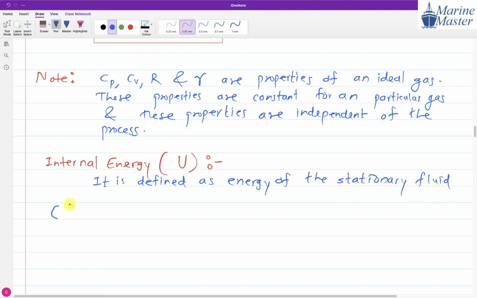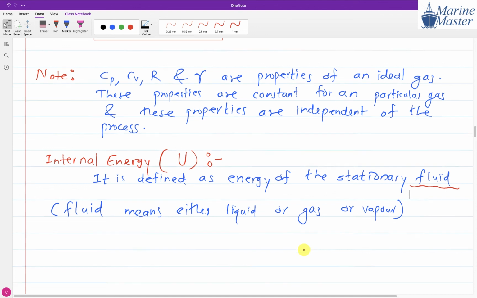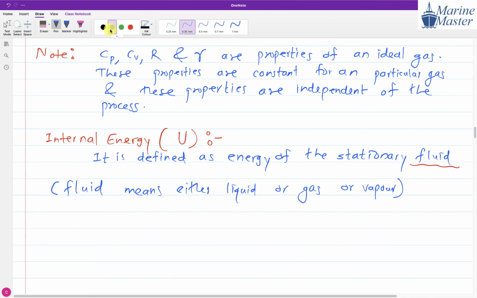Now what is meant by fluid? Fluid means either liquid or gas or vapor. It means a thing which can flow. Liquid can flow, gases can flow, vapor can flow, so these are fluids. But can we say a solid is a fluid? No.